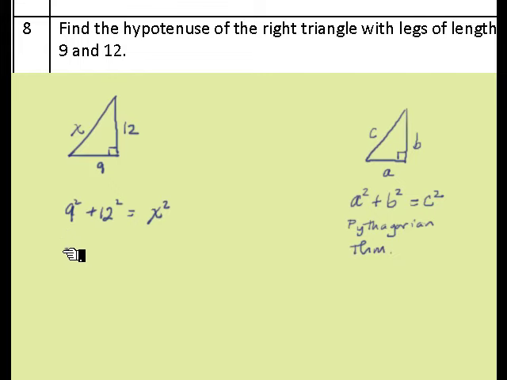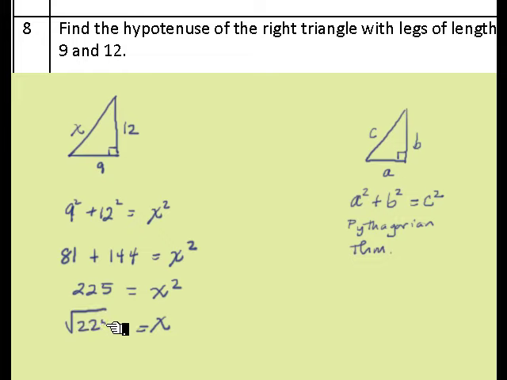9 squared is 81. Okay. So we have 225 is equal to x squared. So x is the square root of 225. And we recognize that 225 is a perfect square. It's equal to 15 squared. So x is 15. So that would be C. That would be the hypotenuse.